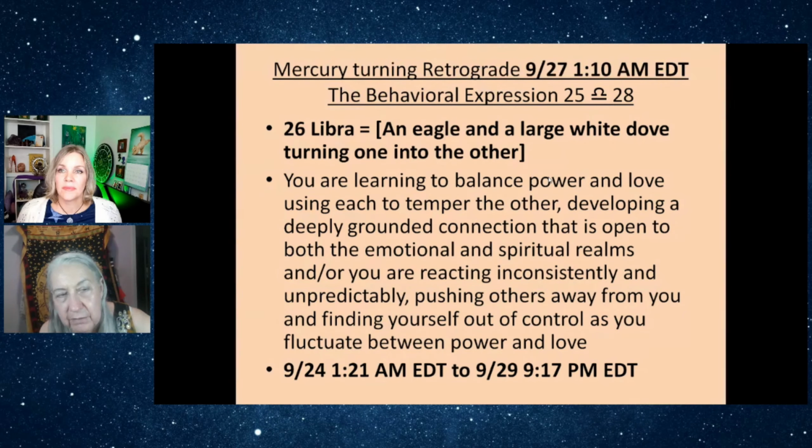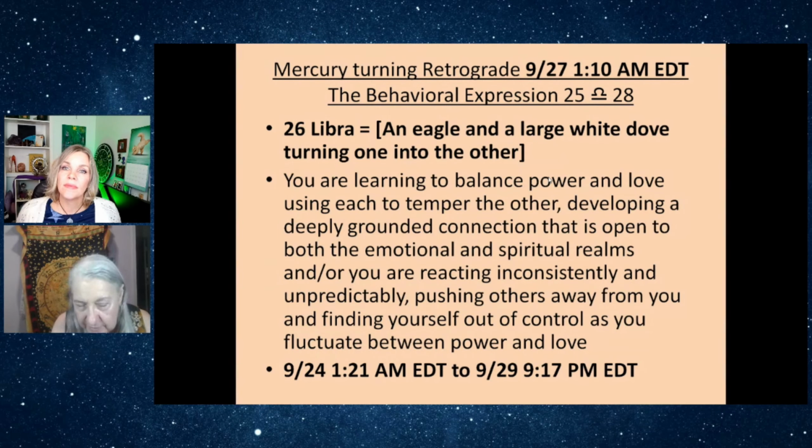Learning to balance power and love, using each to temper the other, developing a deeply grounded connection that is open to both the emotional and spiritual realms. And you can do both of these. You can do some of both. This is a continuum from you really got it together to you really lose it in this particular Sabian symbol. And you can start to lose it, and then you can pull back, ground yourself, and get some control of it.